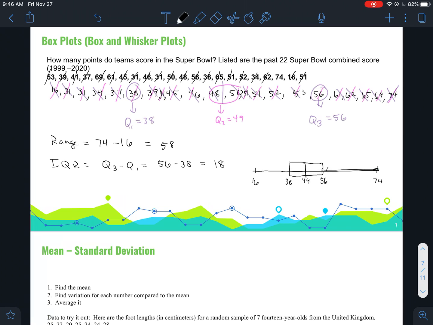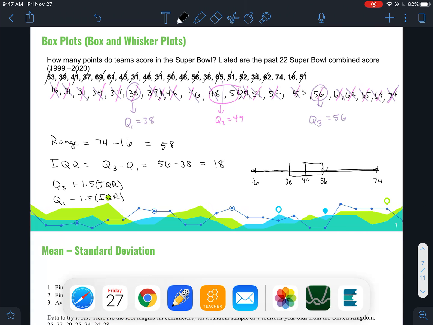And notice this isn't going to be 100% accurate. And then you've got whiskers out to 76 and 16. So there is my box plot. And if you want to know, are there any outliers, you would do Q3 plus 1.5 times the IQR, or you would do Q1 minus 1.5 times the IQR.